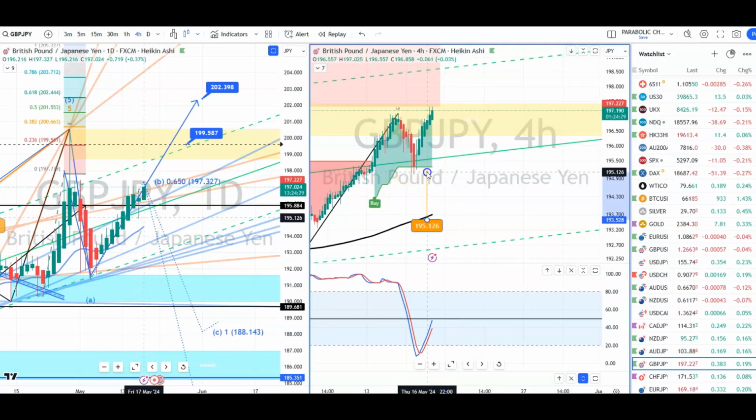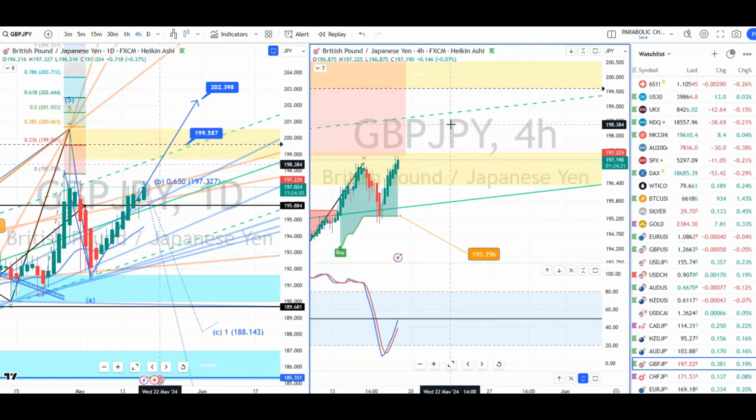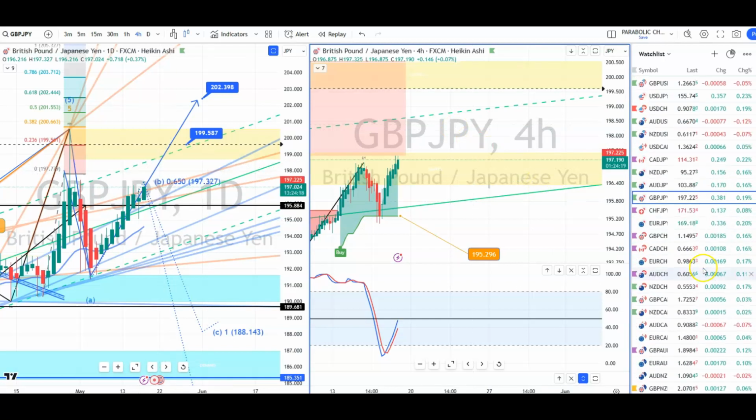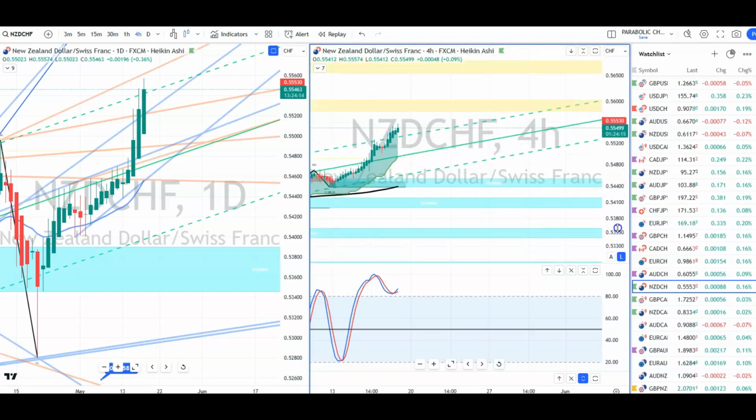And your stop now is 195.29. Lots of barriers here, as you can see, lots of liquidity zones. So this might take a little while to get to. Just holding on to the Swisses.